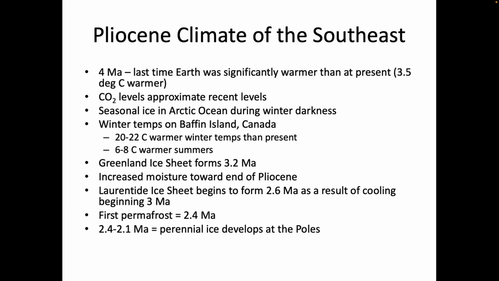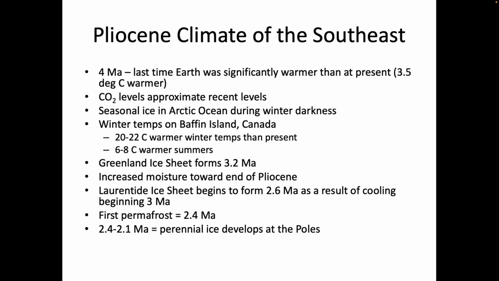Carbon dioxide levels are at about their approximate levels. They were higher than they are today. They're about where they are now. We do see seasonal ice in the Arctic Ocean because of winter darkness. Winter temperatures on Baffin Island, for example, are 20 to 22 degrees warmer than they are today, way up in the northern latitudes. And that's where a lot of our climatologists fear that the temperature extremes will be especially felt in the Arctic, right? Northern Canada and parts of Russia, Alaska, they're going to feel it first, especially.